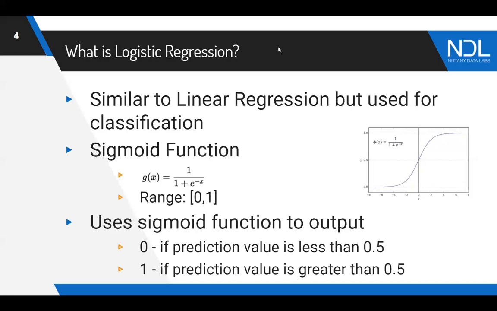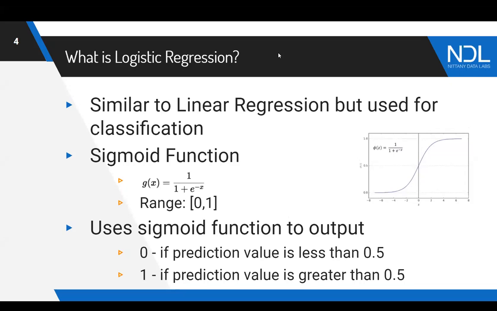So what is logistic regression? Like they said, it's similar to linear regression, but it's used for classification. On the right is what our typical graph looks like for a logistic regression. If you look at the y-axis, our values range from 0 to 1. This is one of the reasons why we call it binary classification.